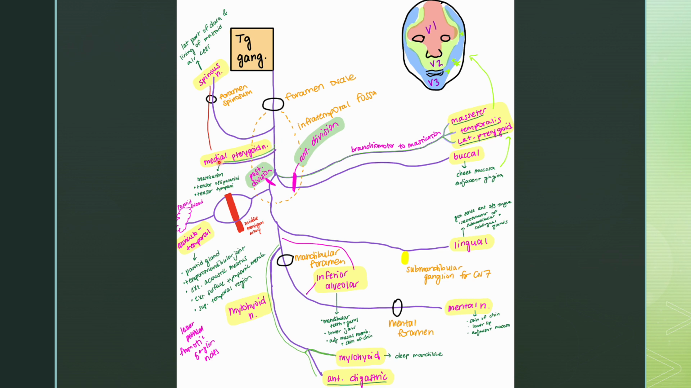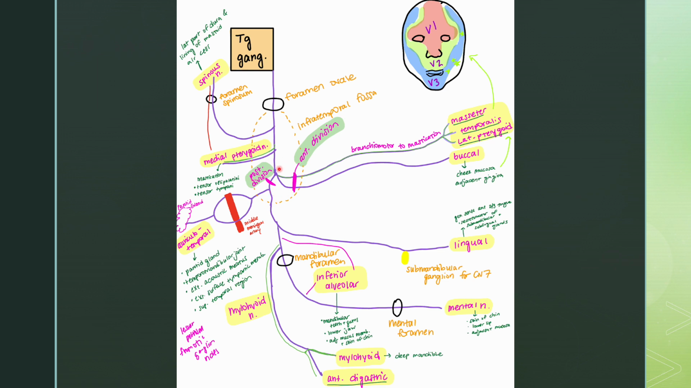The medial pterygoid is helping with mastication, and then it's got 2 branches, the tensor veli palatini and the tensor tympani. And then once those 2 branches happen, you go down a little bit more and you're going to get into the anterior and the posterior division.